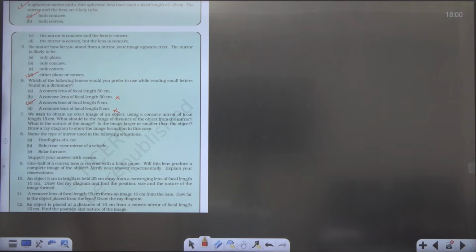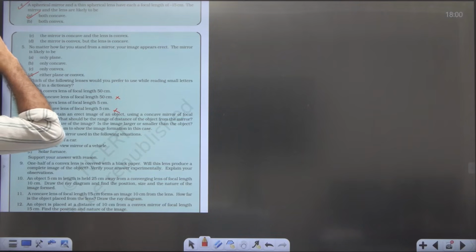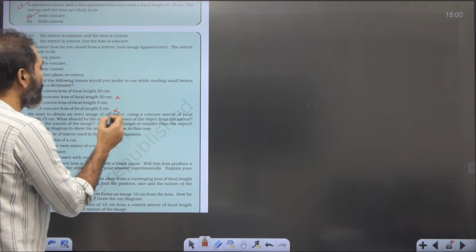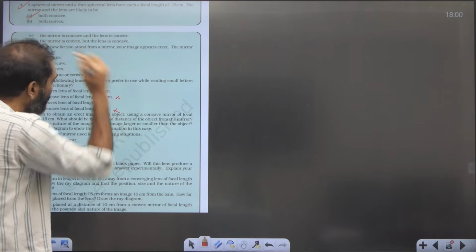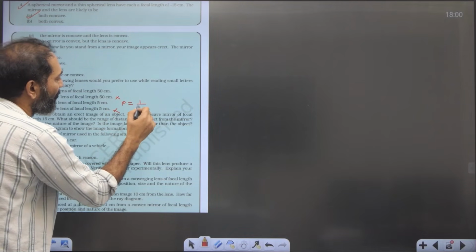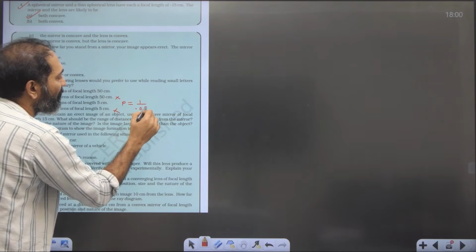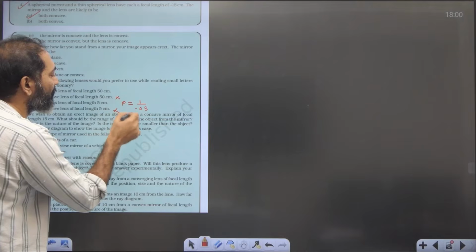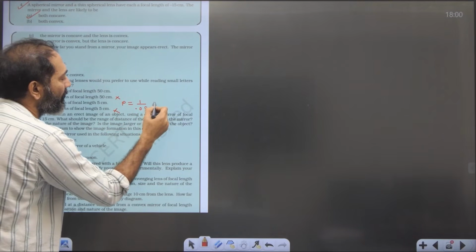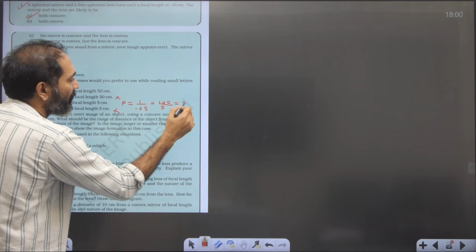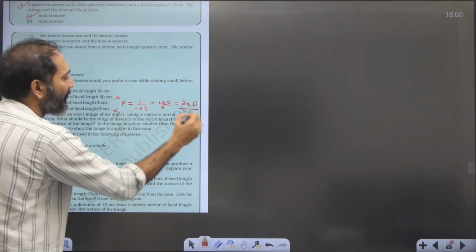So here we have two options with the convex lens. First is for 5 centimeter. 5 centimeter means what? Power is equal to 1 by 5 centimeter, which means 1 by 0.05, because 5 centimeter has to be converted to meter. So that is 100 by 5, which is equal to 20 diopter. 20 capital letter D.